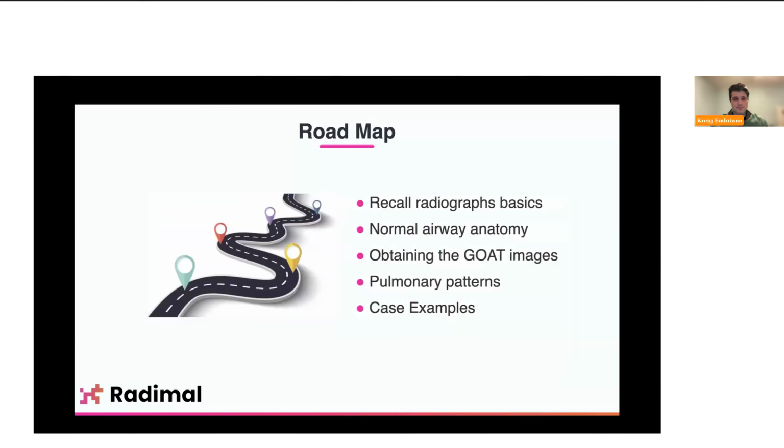So moving on from there, today we're going to be talking about pulmonary radiography. We're going to just recall some basics of normal radiography. It's easy to forget the old basics. I've been out of school for a while. We're going to review normal anatomy. We're going to look at how we can obtain the best image possible, the GOAT images, as people call it these days. And then we're going to move on to pulmonary patterns, and we're going to have some case examples to help supplement that and get an idea wrapped around what all the jargon I'm talking about.